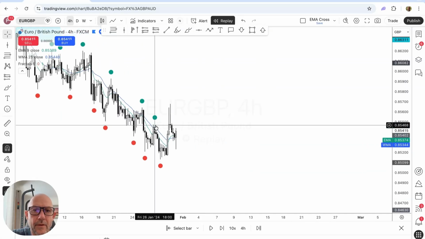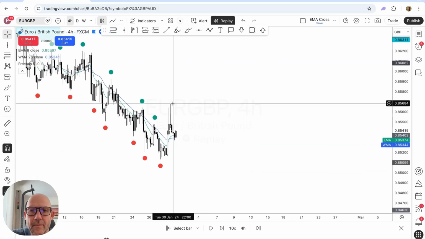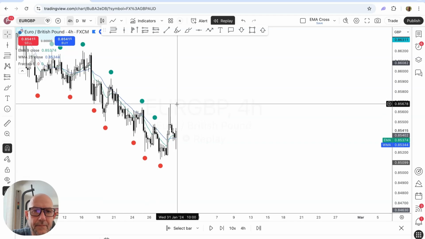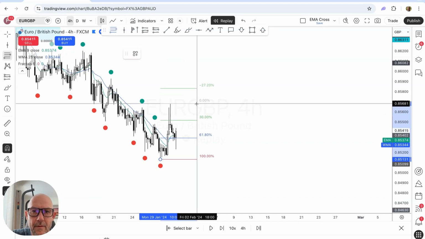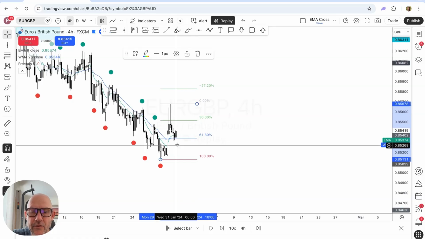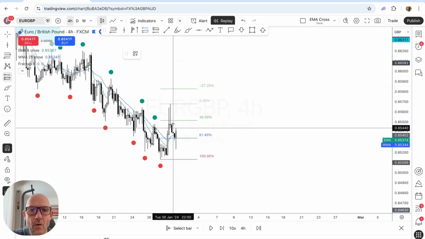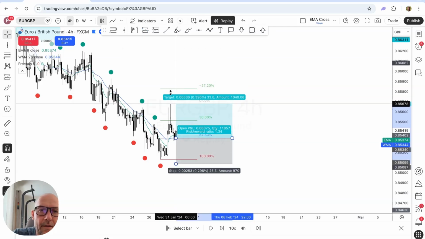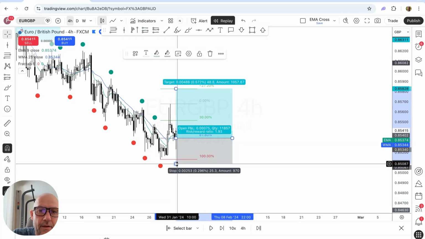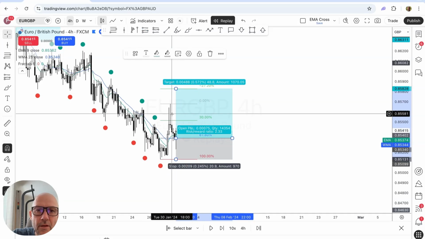There's our fractal point. I'm not worried about a close above there. I'm just literally going to take it from there to there. It's already triggered actually, or it would have already triggered in a live environment. Obviously, you've got to remember, this is the 4-hour chart, okay? So you're going to have plenty of time.